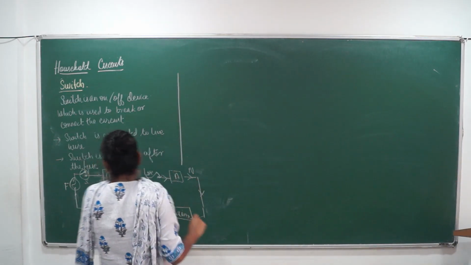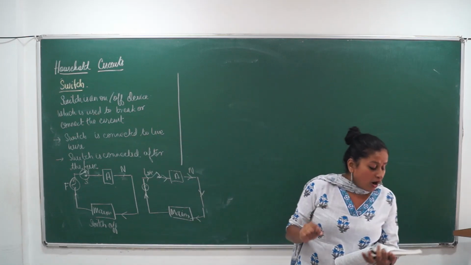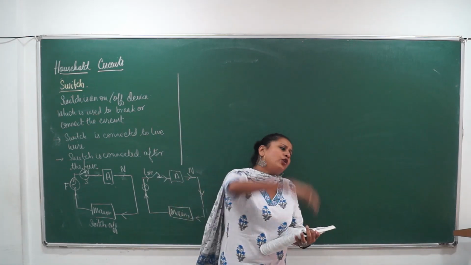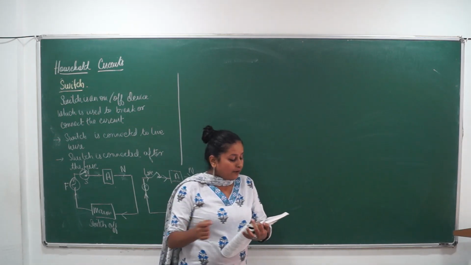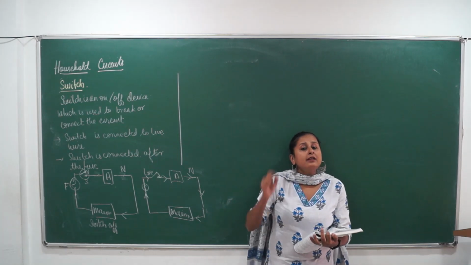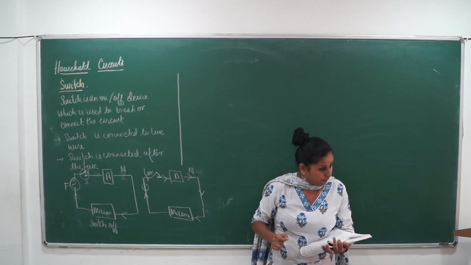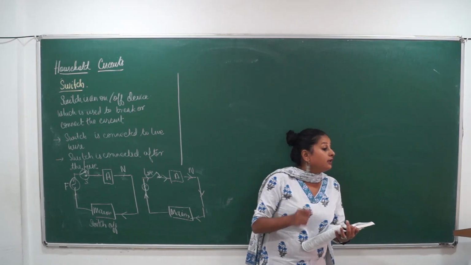So what happens when we connect it to the neutral wire? When it's in the on position, it allows the current to flow as it should. It completes the circuit. However, when we are turning it off, a certain amount of electricity has already passed through the appliance.